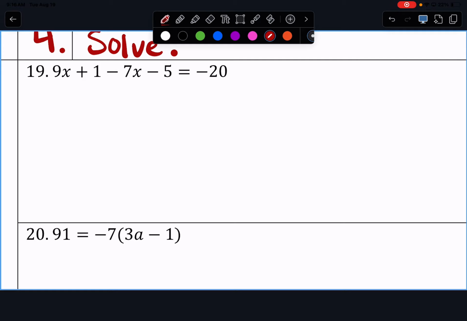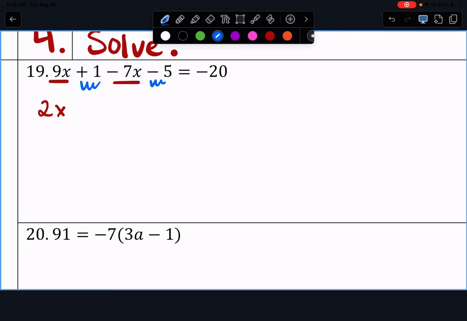What are our variable like terms? So 9x and negative 7x. What is 9x minus 7x? 2x. All right. Do I have any constant like terms? What are they?